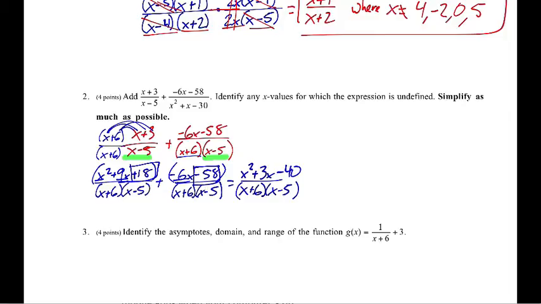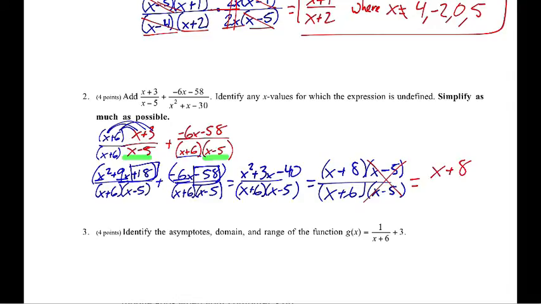Now you notice this says to simplify as much as possible. So let's see if we can factor that top out at all. So two numbers that multiply to negative 40 but add to positive 3. So we got x plus 8 times x minus 5 over x plus 6 times x minus 5. And you'll see both the numerator and denominator have an x minus 5, so those cancel out, leaving us with just x plus 8 over x plus 6.